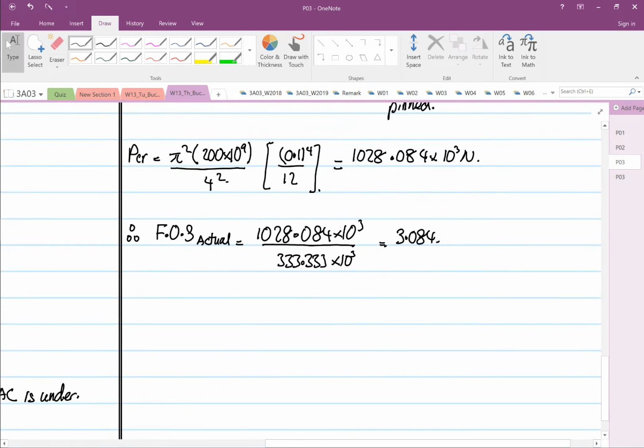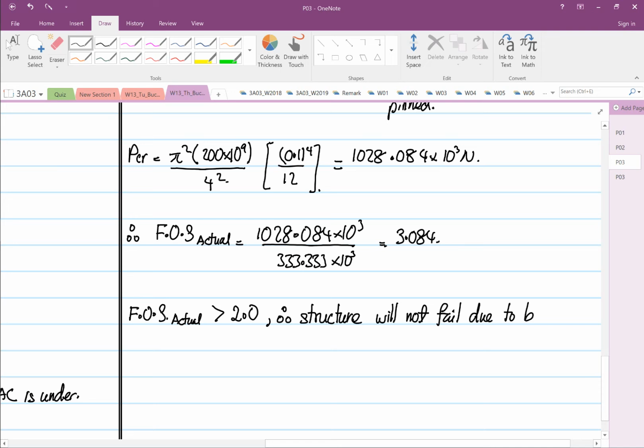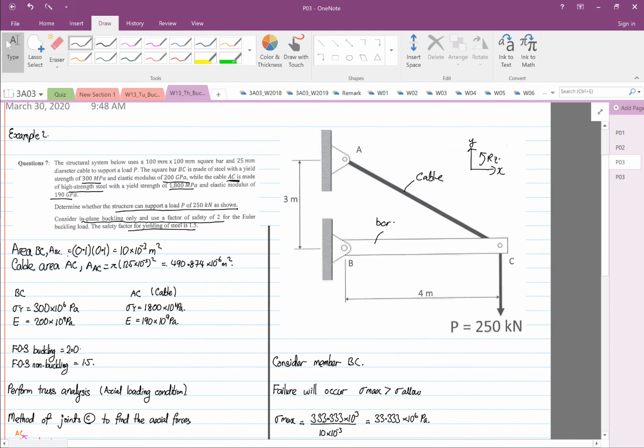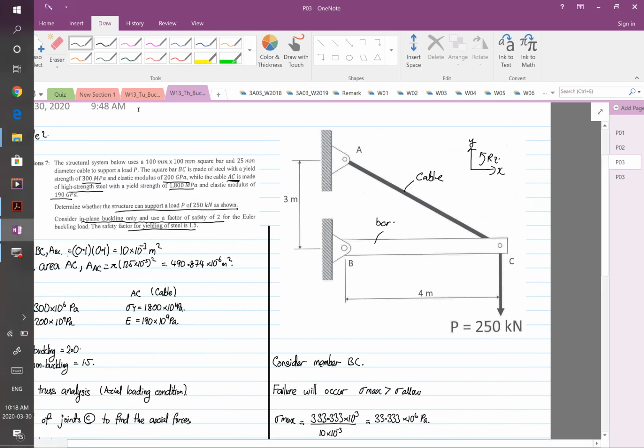So what we see here is that the actual factor of safety is greater than 2.0. Okay, therefore the structure will not fail due to buckling. So that's where we are now. I'll stop the lecture on buckling and we'll continue again. Okay, thank you.